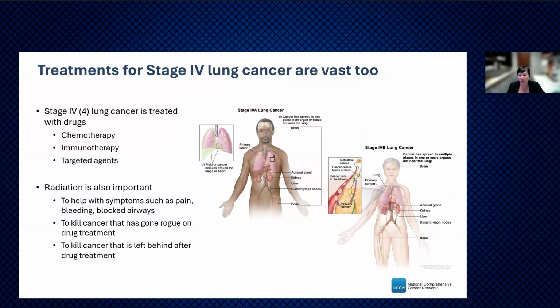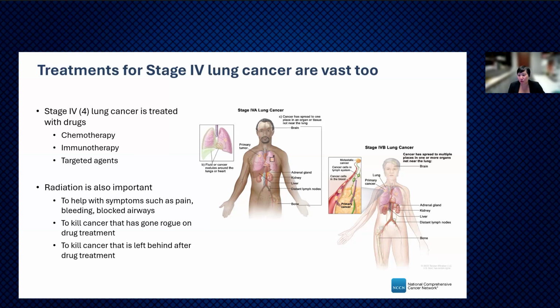So for stage 4 lung cancer, there are also lots of different treatments. They're all different types of drugs that we can use, and Elsa will talk a little bit more about that. Radiation is also important as well. It's actually very important for the treatment of stage 4 lung cancer. And I'm going to talk to you a little bit about the radiation process next, but basically what we're doing is we can use radiation to target spots that hurt or are bleeding or are blocked up, so that we can open them up, stop bleeding, or help with pain.